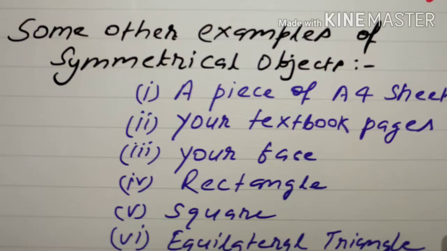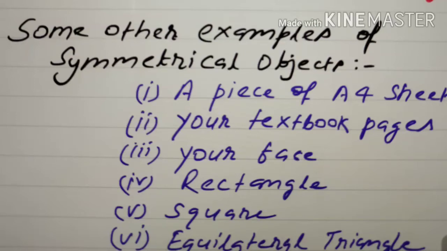Some examples of symmetrical objects: a piece of A4 sheet, your textbook pages, your face, rectangle, square, equilateral triangle, isosceles triangle, etc. Once again, number 1, a piece of A4 sheet. Number 2, your textbook pages. Number 3, your face. Number 4, rectangle. Number 5, square. Number 6, equilateral triangle. Number 7, isosceles triangle, etc.